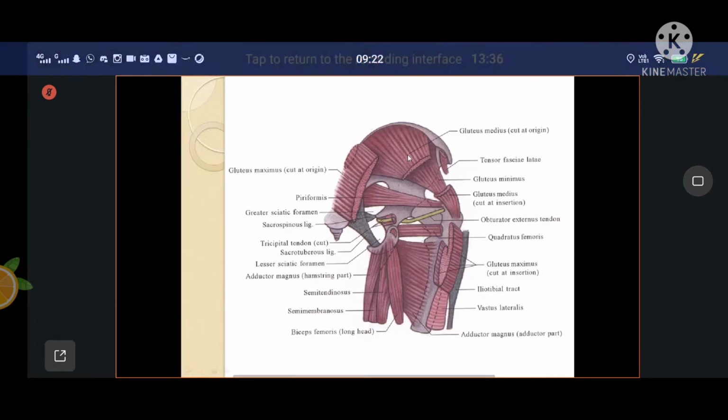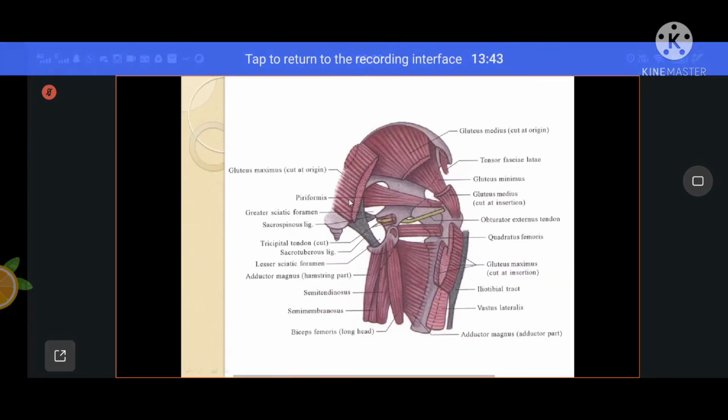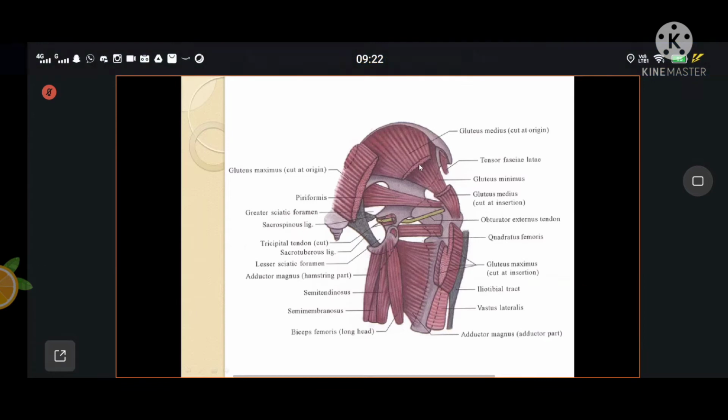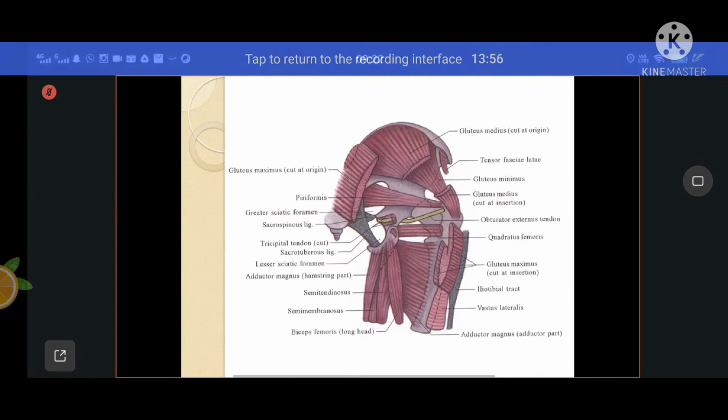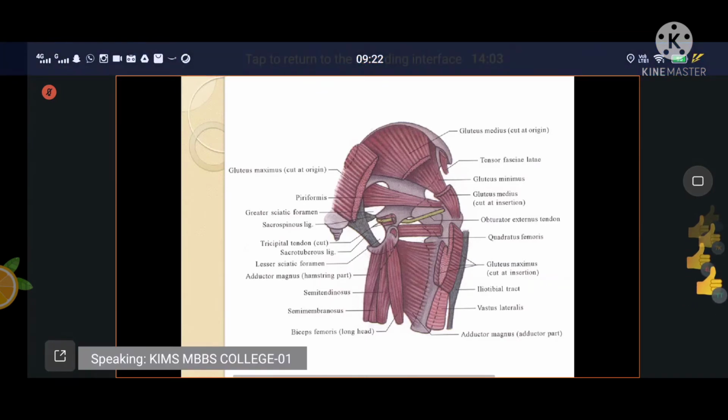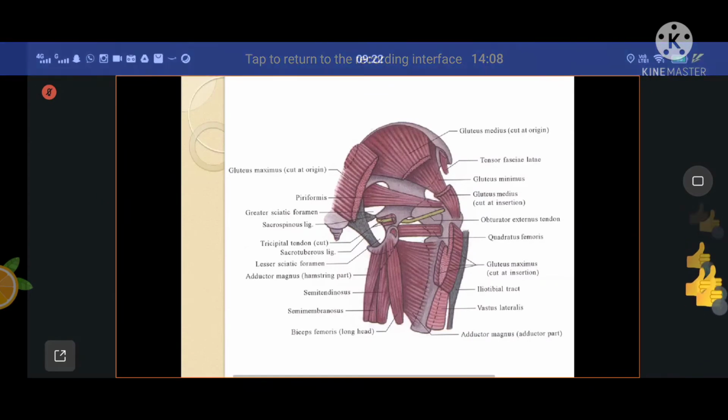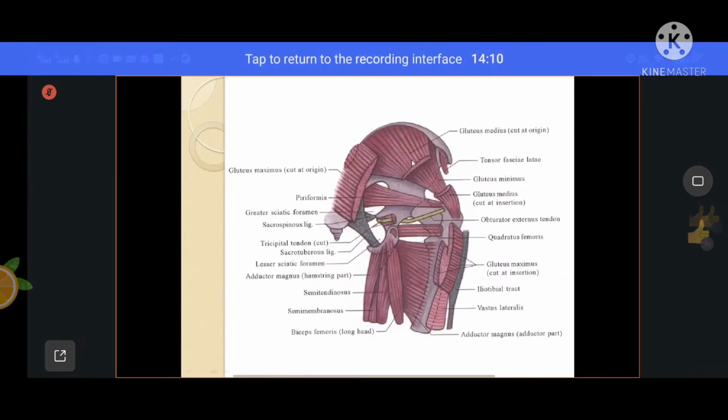What is the antagonizing action between the gluteus maximus, medius, and minimus? The gluteus maximus helps in lateral rotation of the hip joint, whereas gluteus medius and minimus help in medial rotation, just opposite to the gluteus maximus. Are you understanding? Yes or no? Please answer. Yes. Right? So this is about gluteus medius and gluteus minimus.